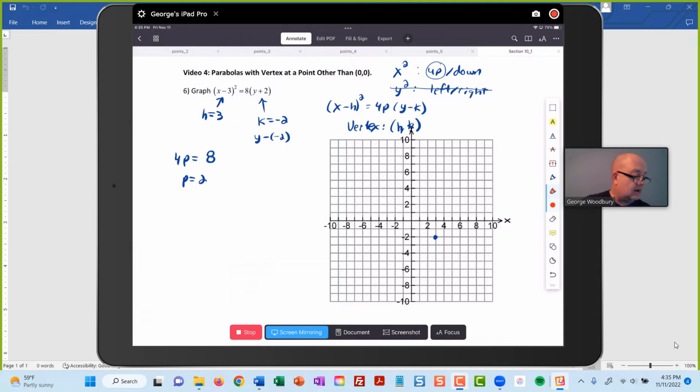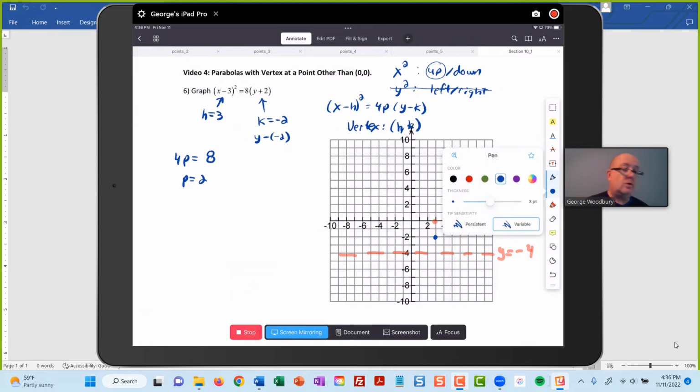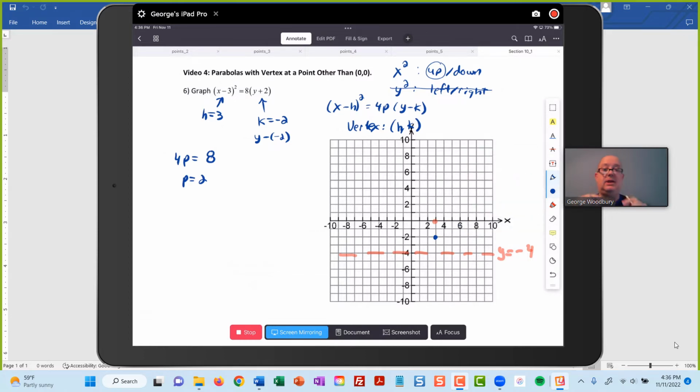So that means that I can count up 2 units, 1, 2. That's where my focus is. And I can count 2 units in the other direction. That is where my directrix will be. Now, remember that where the focus is, if I move 2p to the left and the right, I'll find 2 more points that belong on this graph. p is 2, which means that 2 times p is 4. And so I can move 4 to the right of the focus and 4 to the left.